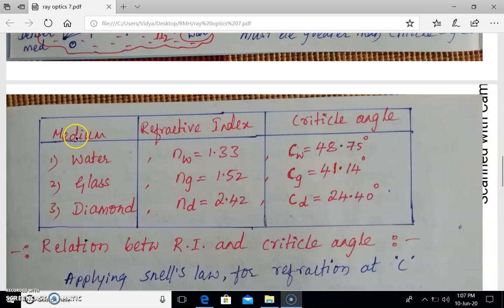Here we have considered three media: water, glass, diamond. The respective refractive indices are: for water 1.33, for glass 1.52, and for diamond 2.42. The critical angle for water is 48 degrees, for glass 41 degrees, and for diamond 24.40 degrees. As refractive index increases, critical angle decreases. In other words, critical angle is inversely related to the refractive index.